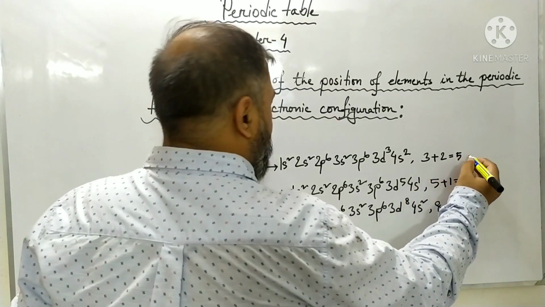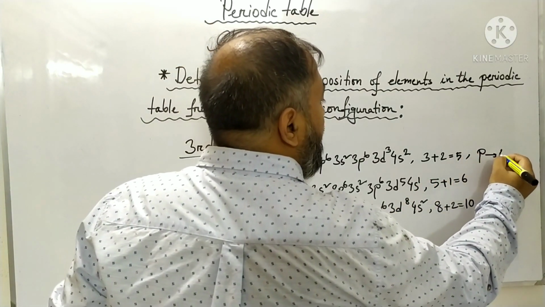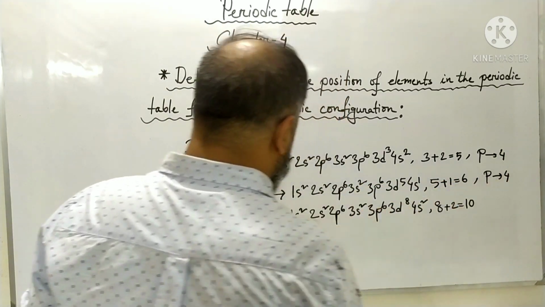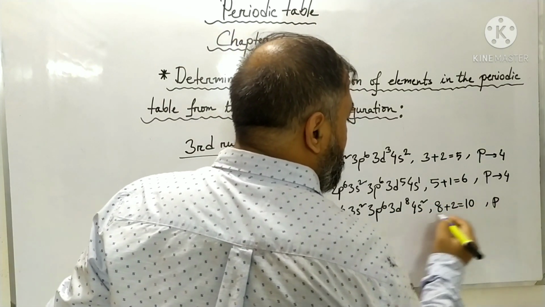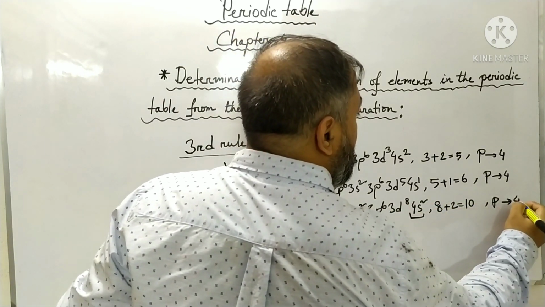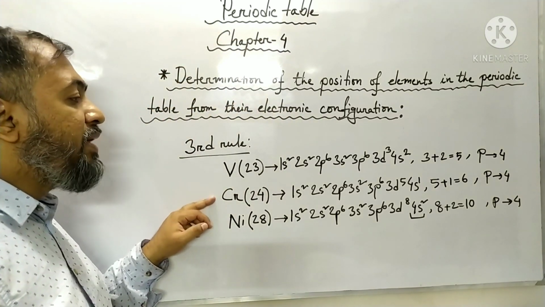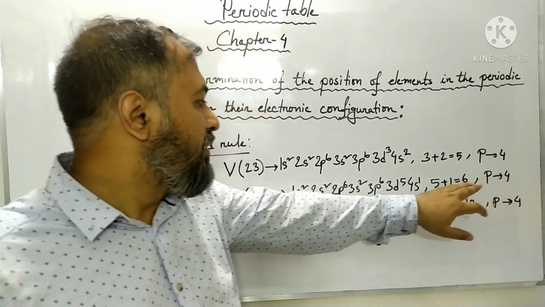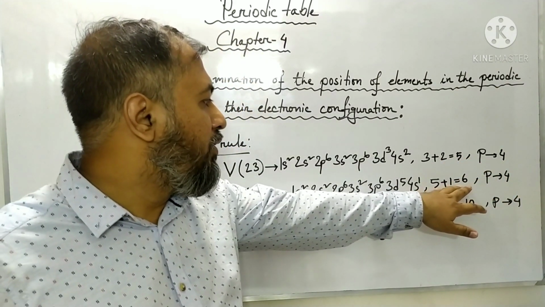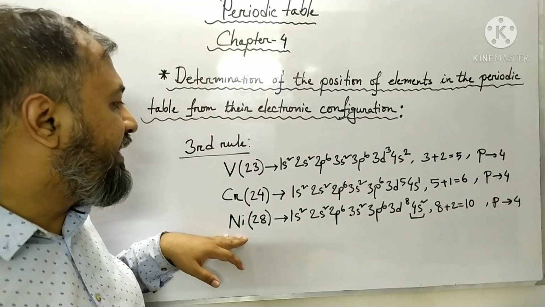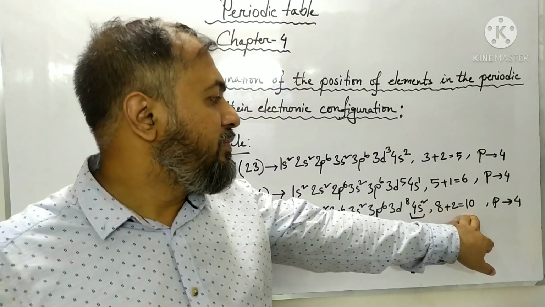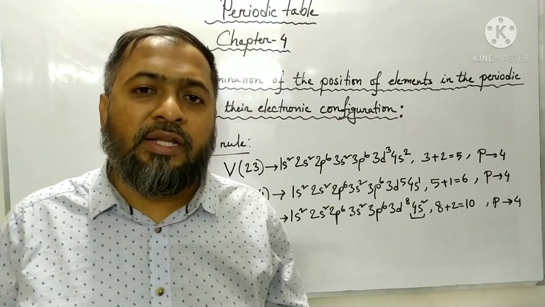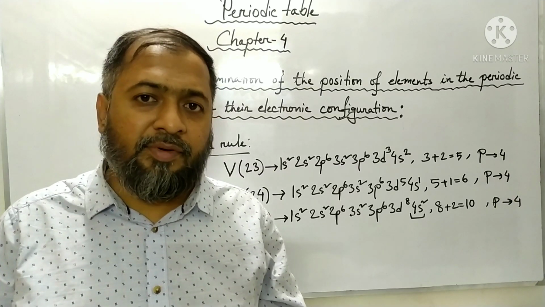And the period number of vanadium is 4. In a similar way, the period number of chromium is also 4, and the period number of nickel is also 4. So the position of vanadium is 5th group, 4th period, chromium 6th group, 4th period, and nickel 10th group and 4th period. So this is how we can find out the position of an element in the periodic table.